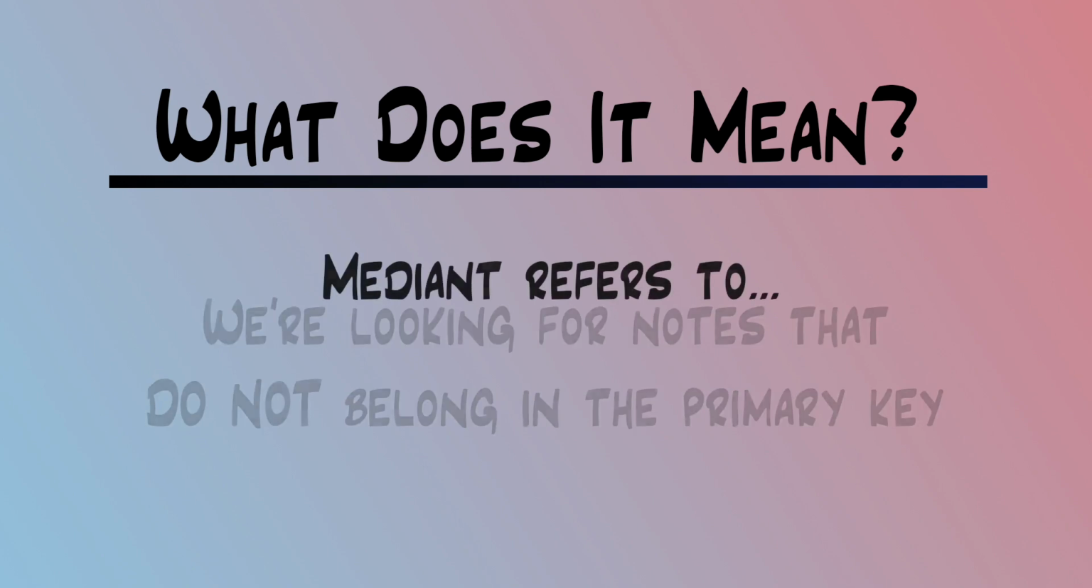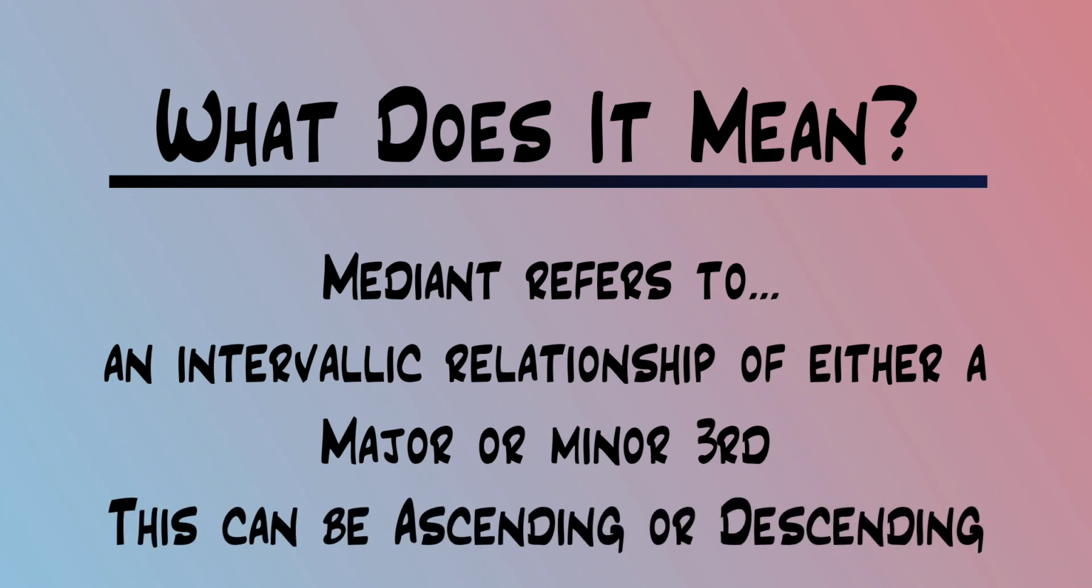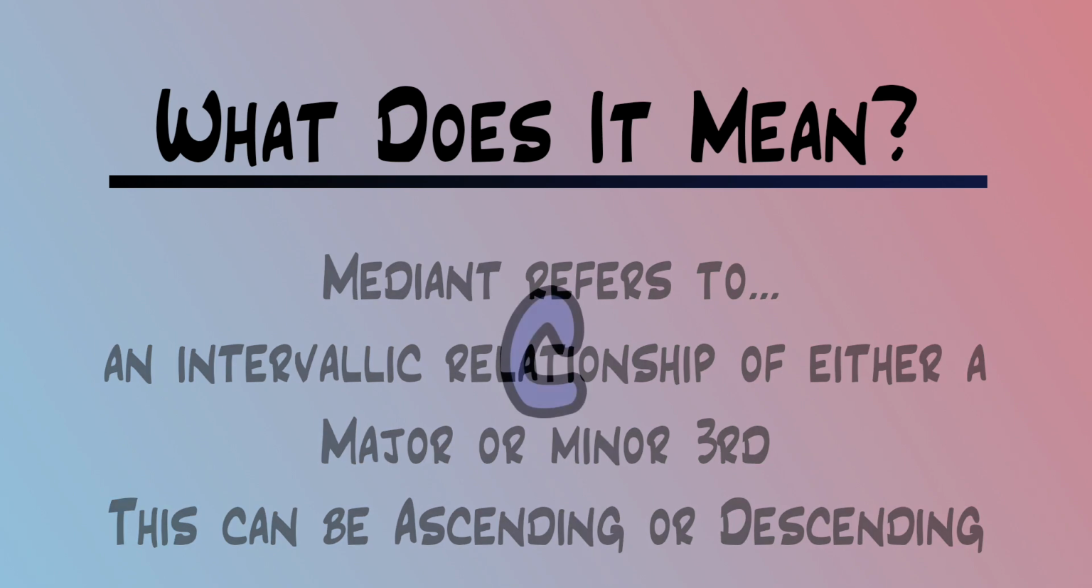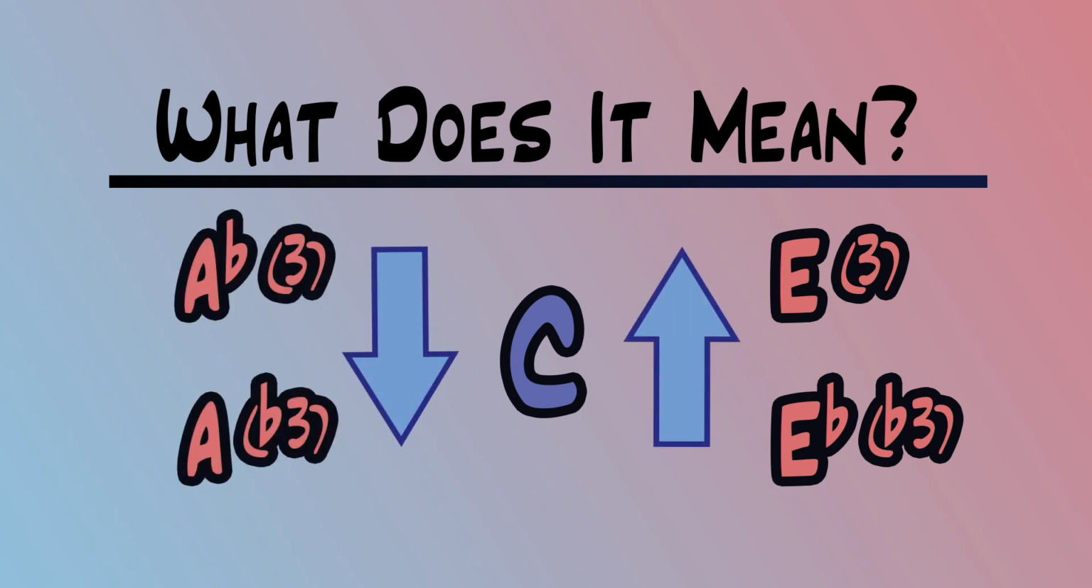So now let's move on to the term mediant. Mediant is referring to an intervallic relationship between two pitches that is either a major third or a minor third away from one another. And the relationship can be either ascending or descending. For example, if we take the note C, the two upper mediants available are E and E flat. The two lower mediants available are A and A flat.